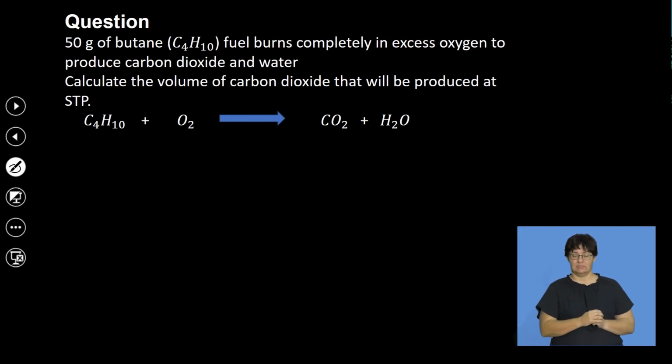So if we multiply everything by 2, we're left with 13 there, okay? Then we'll have 2 there. 4 times 2 here, we'll get 8, and then here we'll get 10, right? Now let's check if it is balanced indeed.